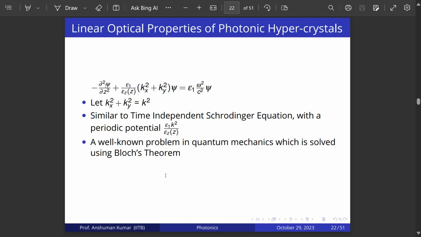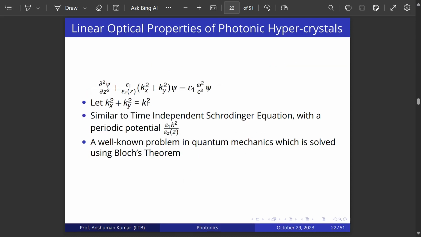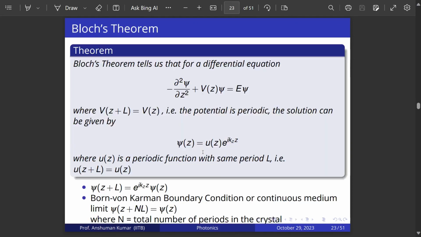Now the differential equation that we have is here, and we are saying kx square plus ky square equals k square. This is very similar to a time-independent Schrodinger equation where we have a periodic potential, epsilon 1 k square upon epsilon z. So this is a very well-known problem in quantum mechanics, and this is solved using Bloch's theorem.